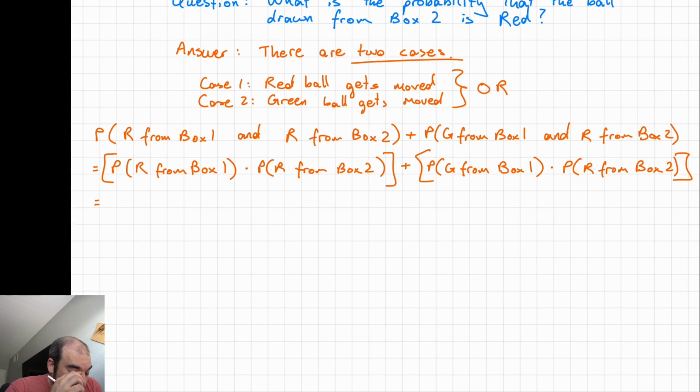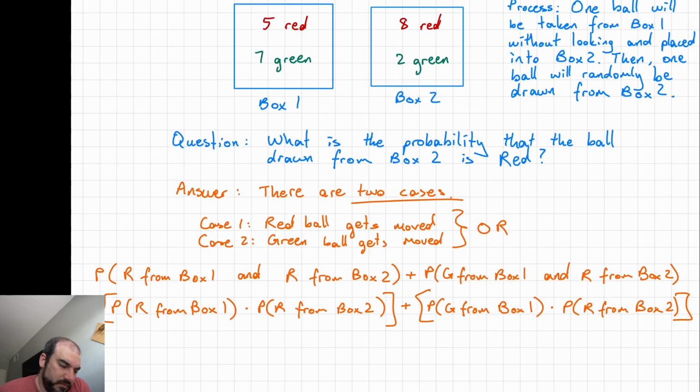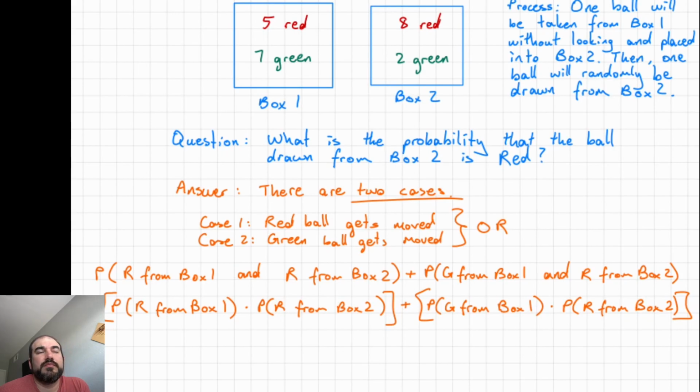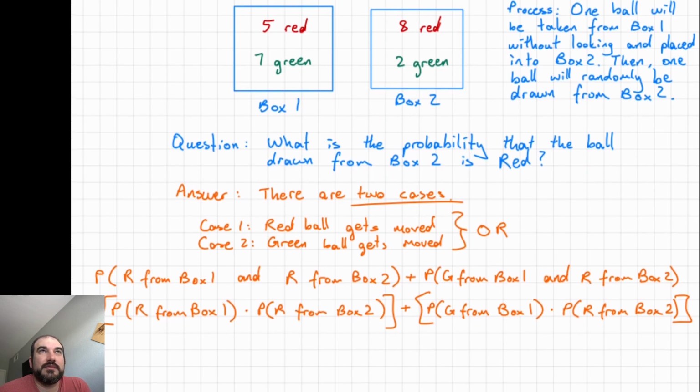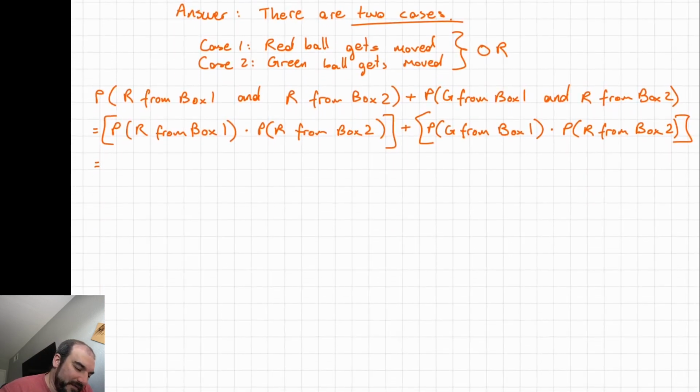So what's the probability that we get a red from box 1? Now we can start looking at the numbers and figuring out what fractions we have. So what's the probability that we get a red from box 1 and move it over? Five out of 7. Are you sure? From box 1, right? Yeah. Yeah, good. 5 out of 12. Because there's 12 balls, 5 of them being red.